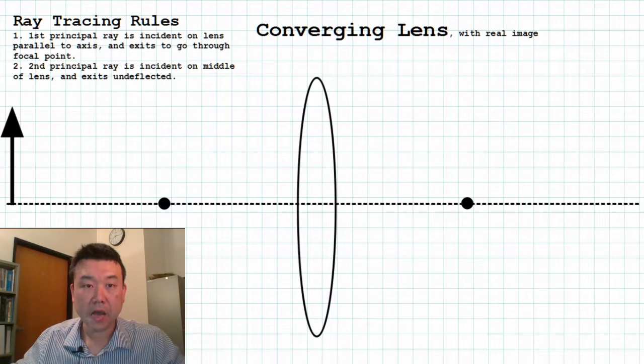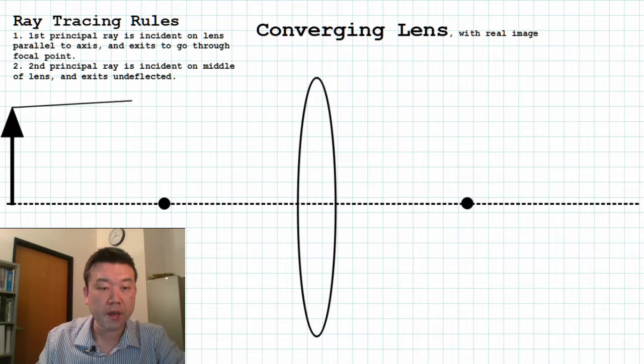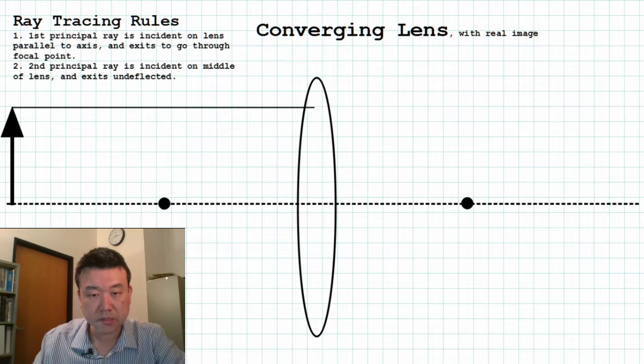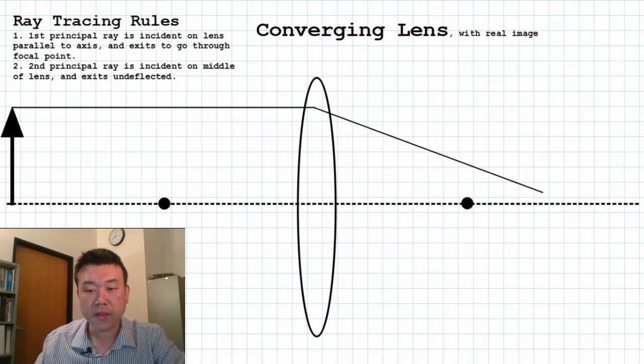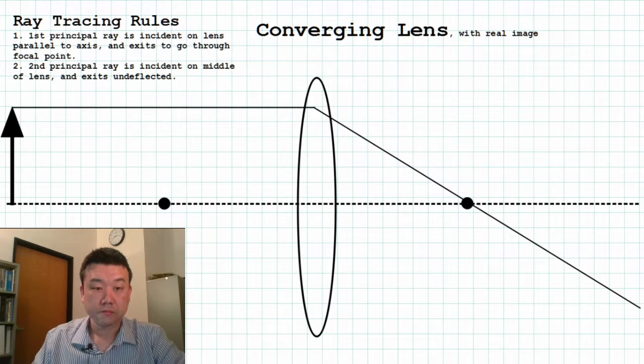Okay, now I'm all set up to trace my rays and see where the image forms. So let me draw my first principal ray. From the tip of the arrow, it comes in parallel to the axis, incident on the lens. Once it goes through the lens, it bends in such a way that it goes through the focal point. So let me draw that as well as I can. Okay, that's the first principal ray.